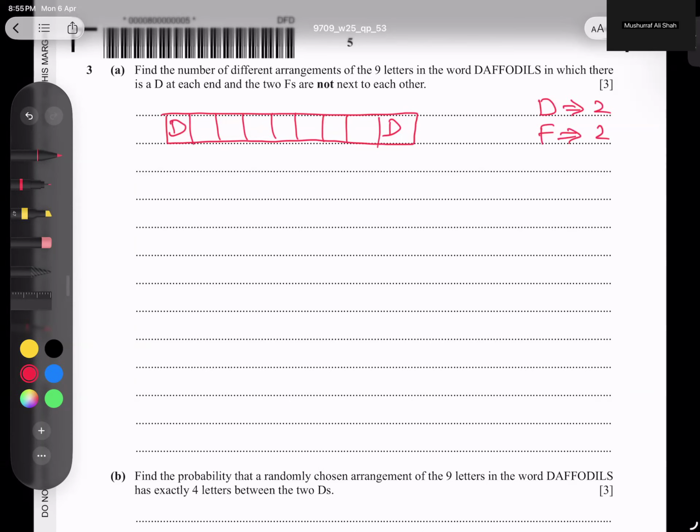Since the question says the F's are not next to each other, we can go in reverse. Let's discuss when they are together. So 1, 2, 3, 4, 5, 6. So 6P6 is when the two F's are together. So when they're together, the answer turns out to be 6P6. But now, when they are not together, how can we do it?